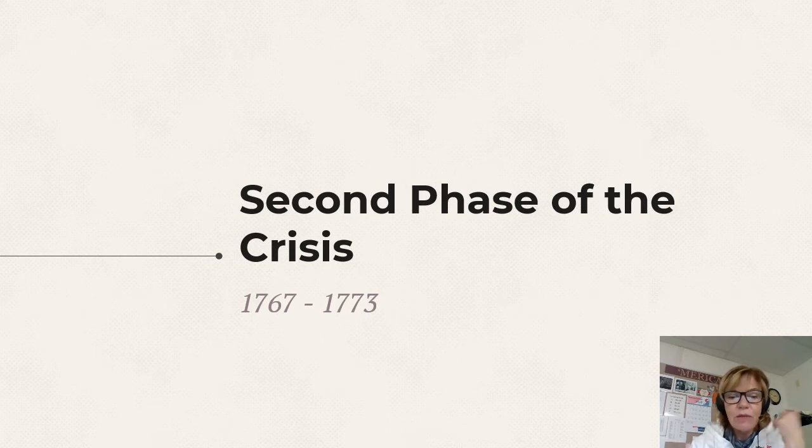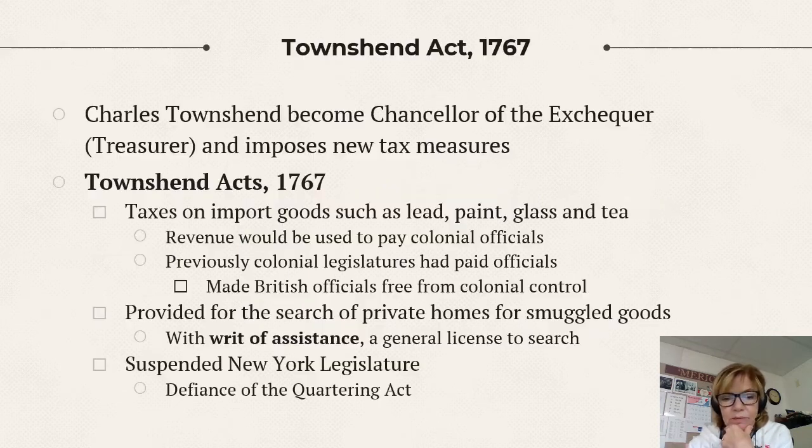All right, so things are kind of quiet for a while, but then we're going to enter into that second phase of conflict between the colonists and the British. And that begins with another round of acts. This is known as the Townshend Acts. So in England, their treasurer is the Chancellor of the Exchequer. And at this time, the new one that they get is Charles Townshend.